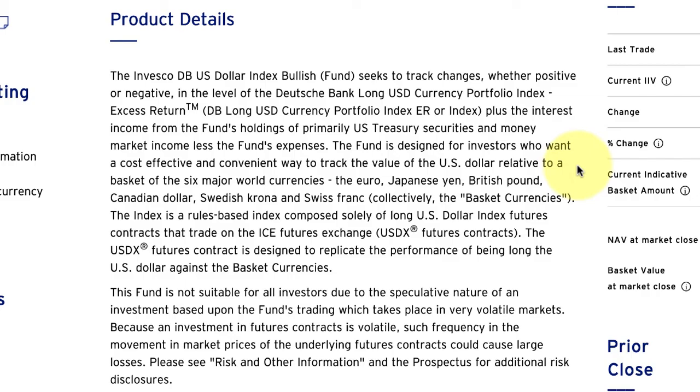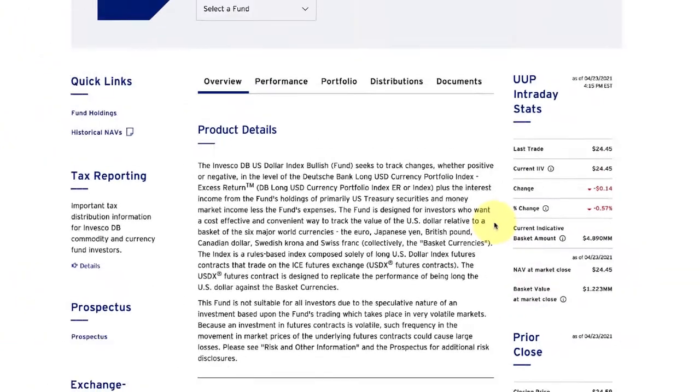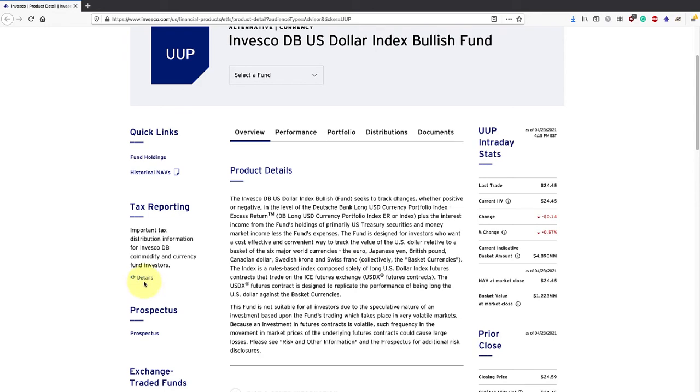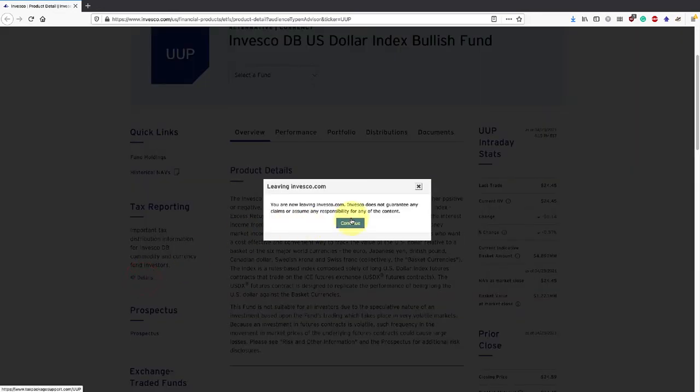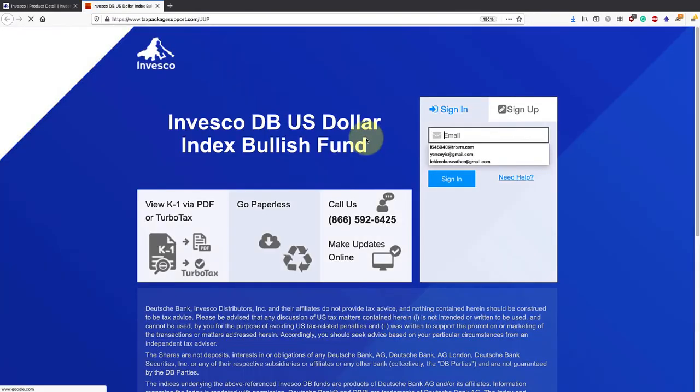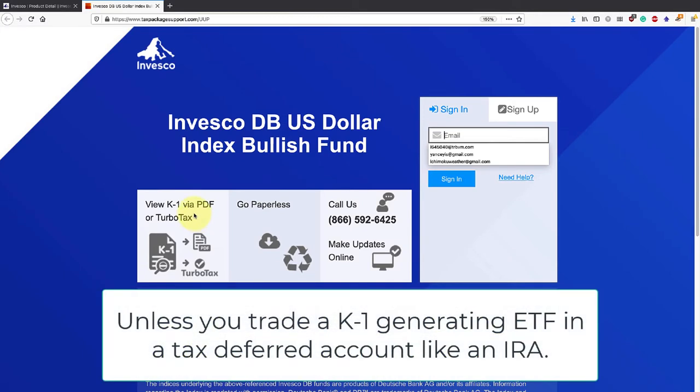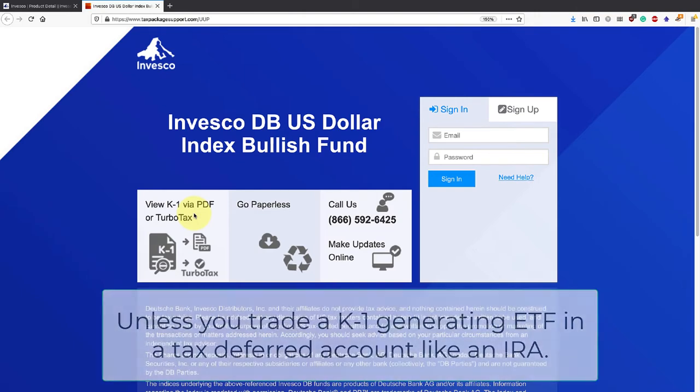If you are a stock trader or an ETF trader and decide to buy into UUP, you should know that this does generate a K1. Now, there's nothing wrong with K1s except for the fact that they tend to come in a little bit late during tax time, so you'll need to keep track of anything you trade that does have K1s and wait for your K1s to come in before you file your taxes.